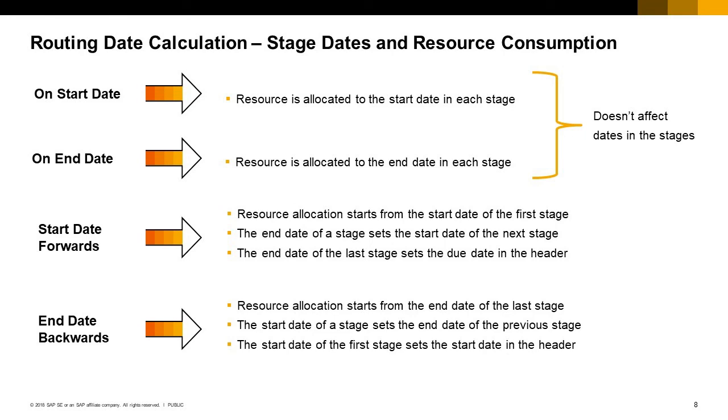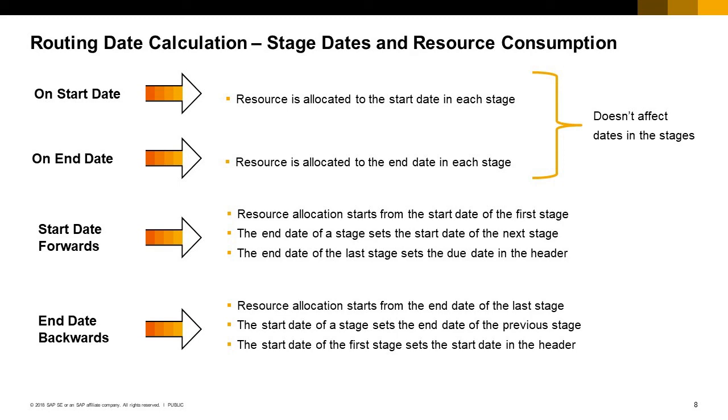With the start date forwards method, the start date from the header is copied to the start date of the first stage. Then if there is not enough capacity to meet the planned quantity of the resource, the system continues to allocate resource capacity in the coming days until all planned capacity is fully allocated. The end date of this stage is the last day of capacity allocation.